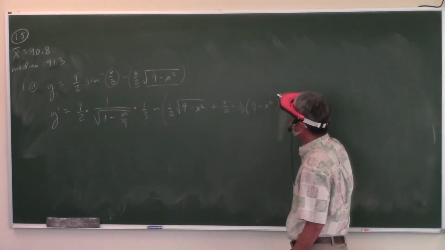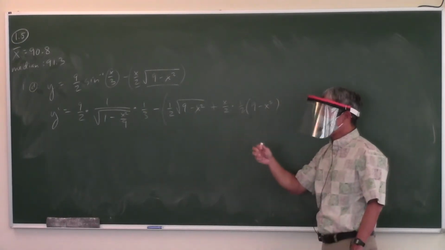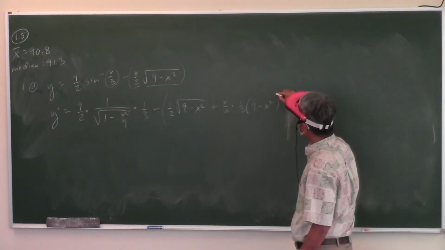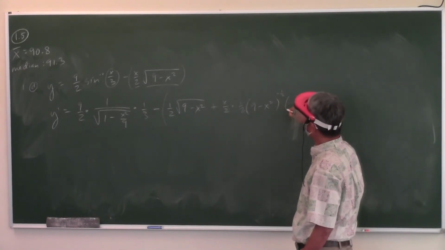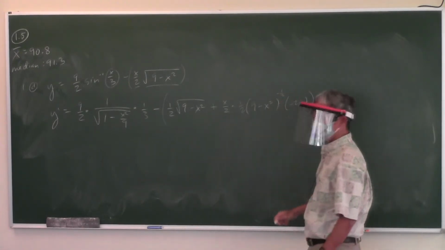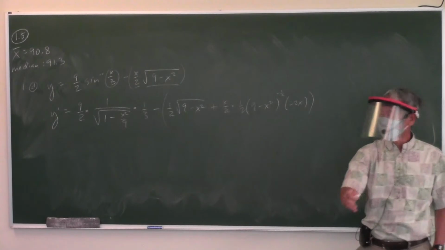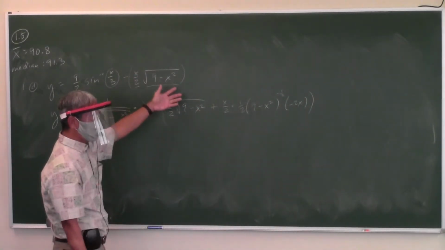Hey, only the person I call on is gonna answer here. To the negative half times negative 2x. That is correct. Bingo. See, you got 2 points in the bag. Let's go. Look, if it's a product, you use the product rule.